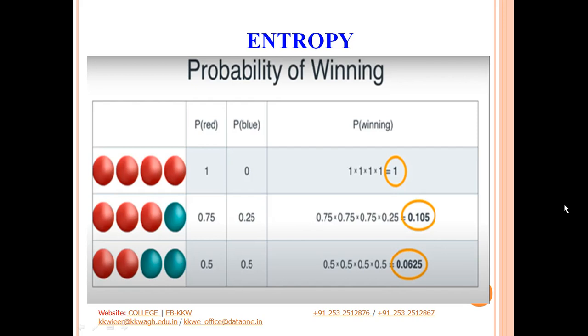If you consider the second basket, the probability of getting a red is high, that is 0.75, because you have 3 red balls and 1 blue, and the probability of getting a blue ball is of course 0.25. So if you calculate the probability of winning, it is a multiplication of 0.75 three times into 0.25, and you get a probability of winning as 0.105. Similarly, you calculate in the third case, where the probability of red and blue both is 0.5, and you get a probability of winning as 0.0625.